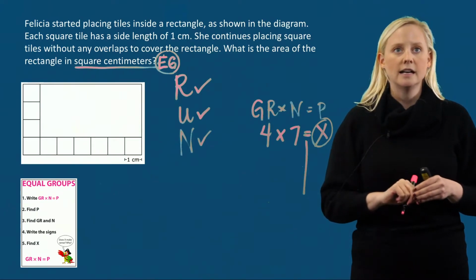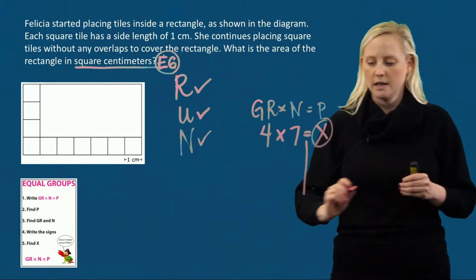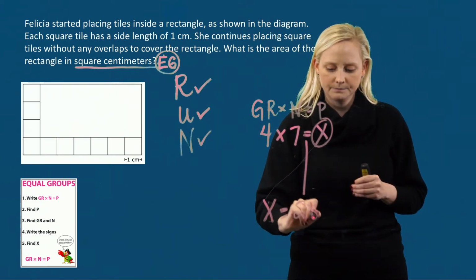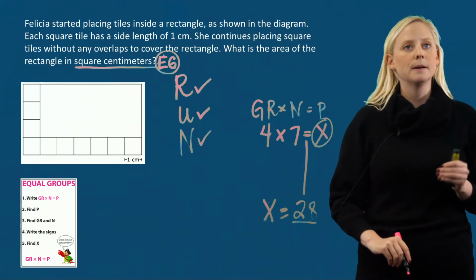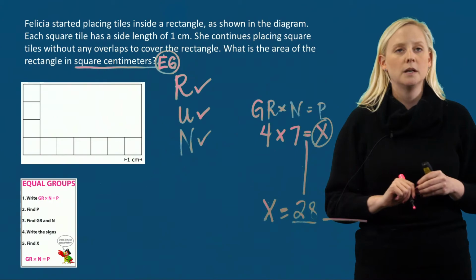Here, the X is already isolated, so all I need to do is multiply. 4 times 7 is 28. So I'm going to write X is the same as 28. I have a number answer, but I'm not finished. I still need a label. My number answer is 28.